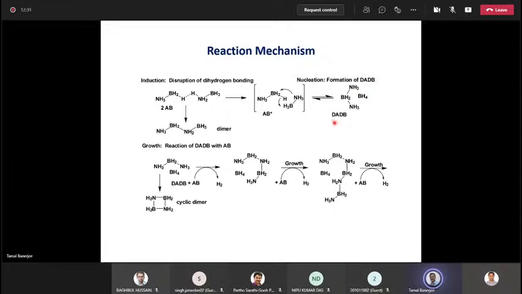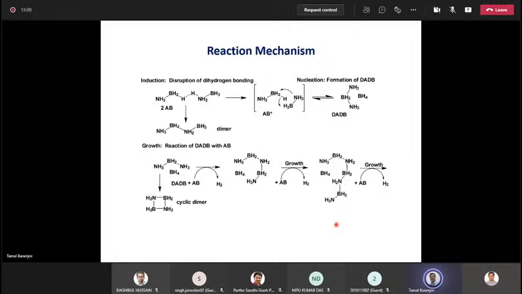And this transition state is called diamino of diborane. Then the growth step, where further molecules of amine borane get attached, DADB plus amine borane, and it releases hydrogen. Like that, this particular ring gets formed. Now these rings get formed again and again after addition of different amine borane molecules and keep on increasing in size. So these are called oligomers. These are called residual products.